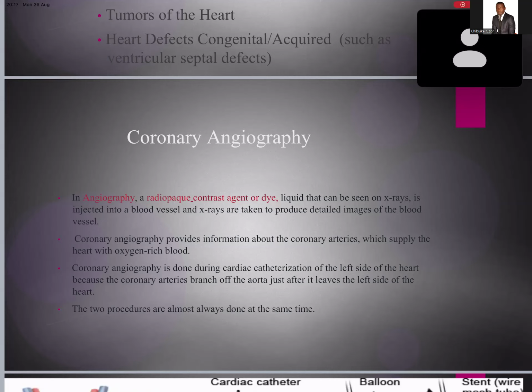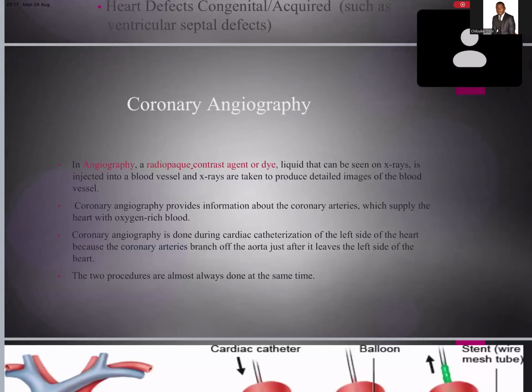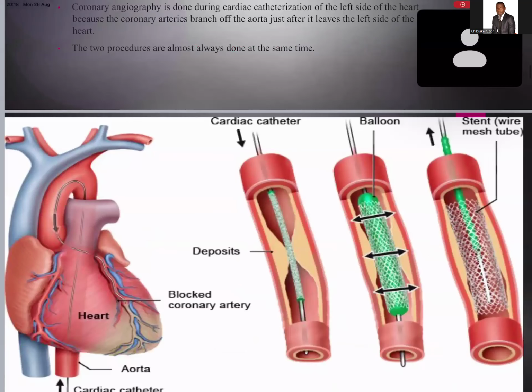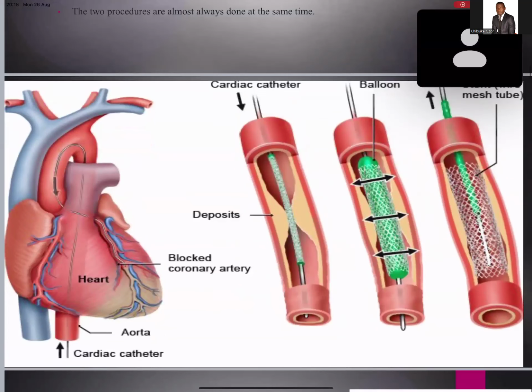And then coronary angiography provides information about the coronary arteries, which supply the heart with oxygen-rich blood, and is usually done during left cardiac catheterization, because the coronary arteries branch off the aorta just as it leaves the left side of the heart, and the two procedures usually go hand in hand. So this is actually a diagram showing an angiographic procedure with the access here using the femoral artery.